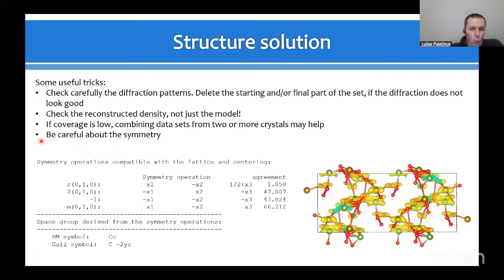And if the coverage is low, combining data sets from 2 or more, 5, even 10 or 20, if you have them, crystals can very often help. And finally, again, as I said, be careful about the symmetry. This is the output from Superflip that is estimating that the symmetry of the current solution is C, and then you can verify that against your guess from the diffraction data analysis.